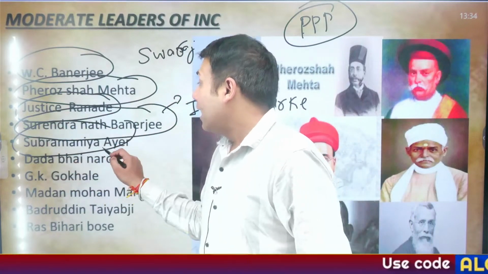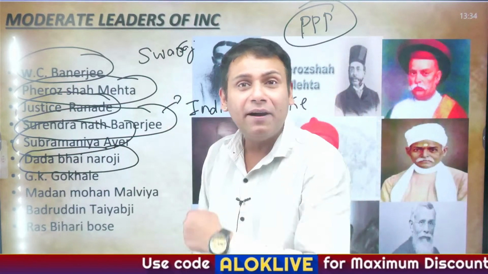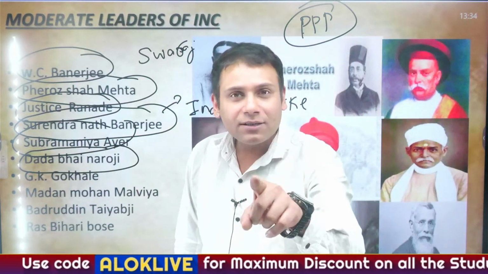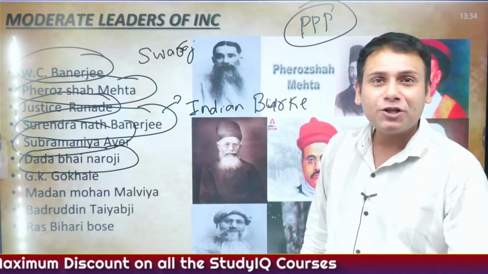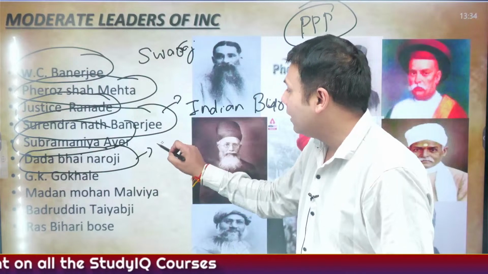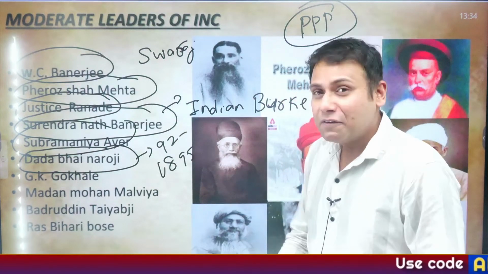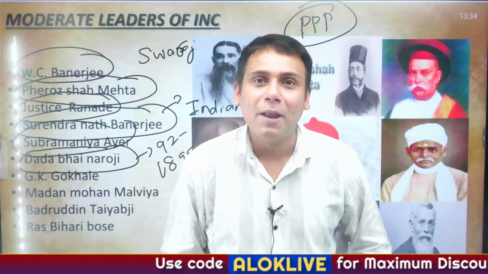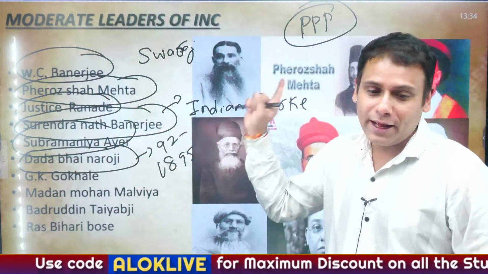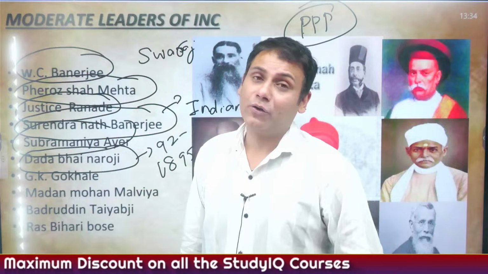Subramanyam Iyer, Dadabhai Navroji, also referred to as the Grand Old Man of India. He is the first and the only major Indian who was a British Member of Parliament from 1892 to 1895. Dadabhai Navroji was the first Indian to be a member of British Parliament, 1892 to 1895. Muhammad Ali Jinnah was quite associated with Dadabhai Navroji.